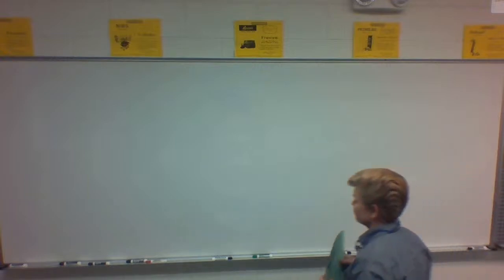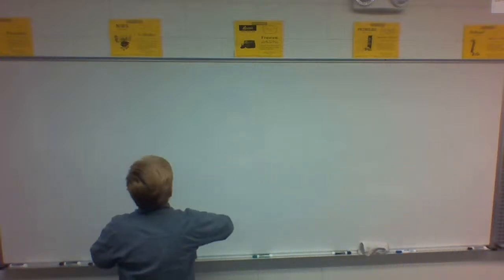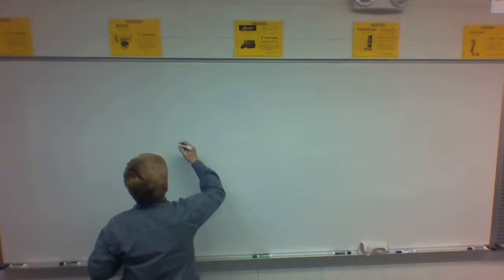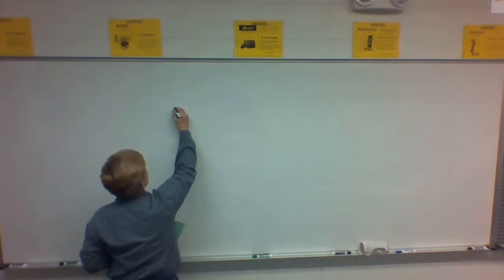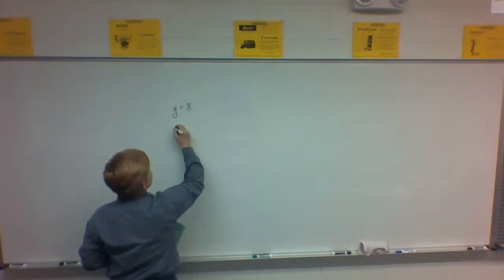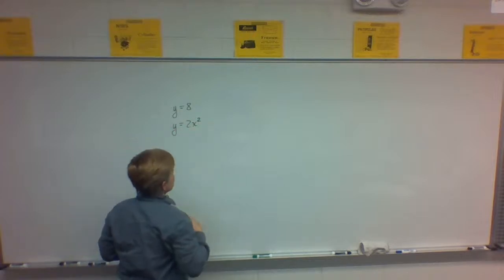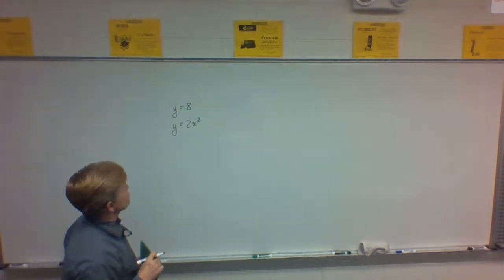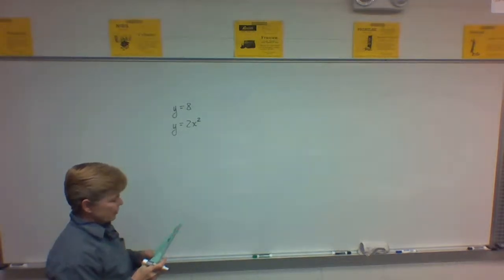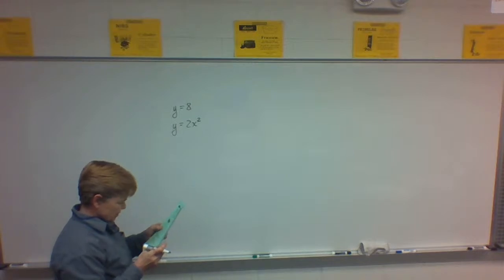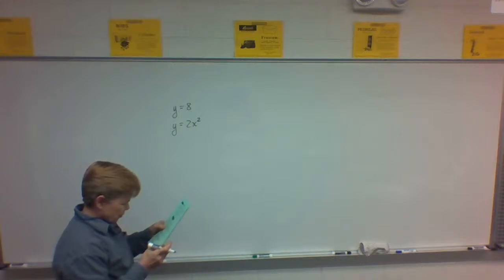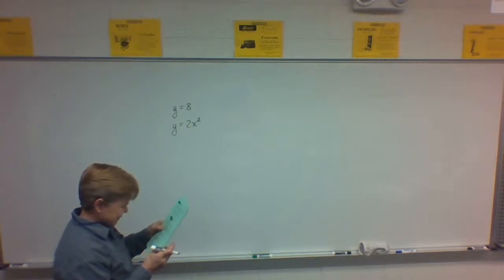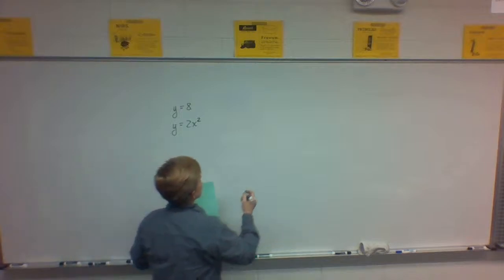So, what were the boundaries? Y equals 8 and y equals 2x squared, okay? So we want to have those be between those guys right there, and the cross sections of the solid are equilateral triangles, and they are perpendicular to the x-axis. Okay, so we better draw this thing.